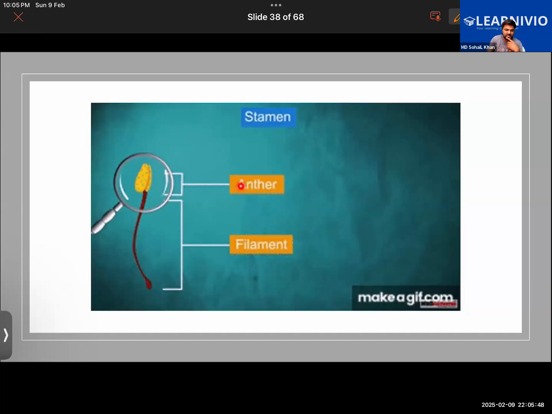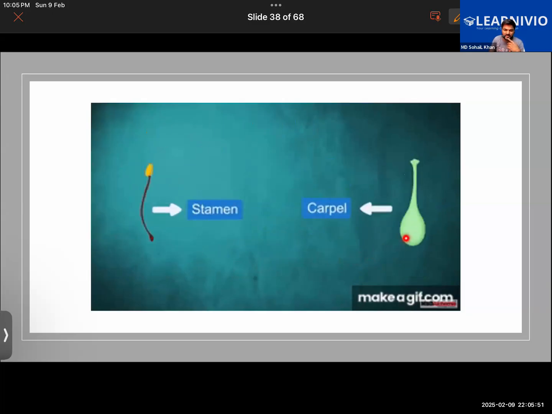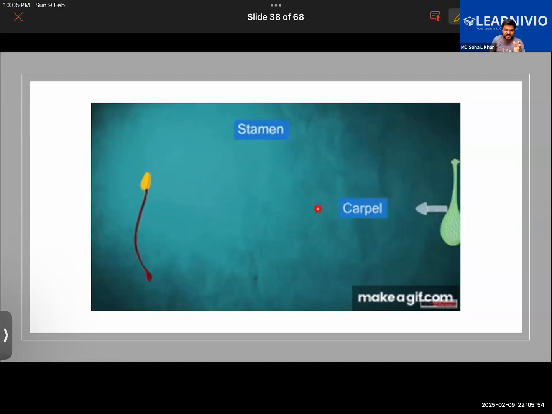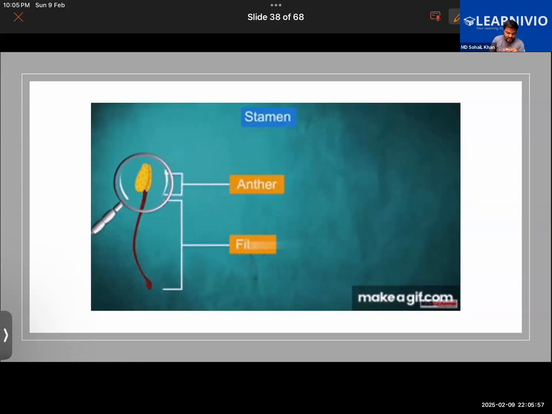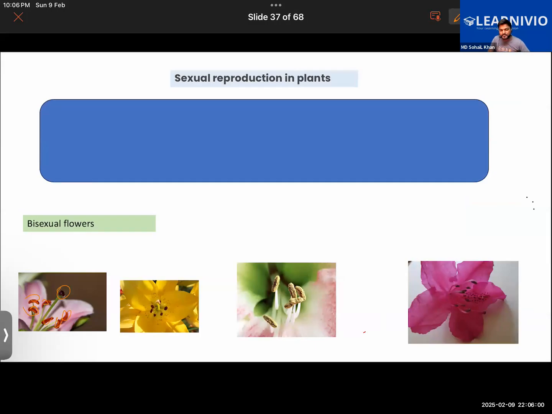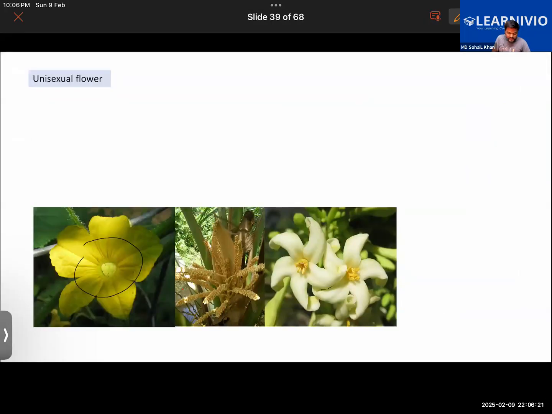A stamen comprises anther and filament, while the carpel, or pistil, carpel is another name for pistil, comprises a stigma, style, and ovary. Flowers can also be of two types, depending on whether they have both parts, stamen and pistil, or only one. So bisexual flowers have both stamen and pistil. But then you have unisexual flowers, which will have either a stamen or a pistil.